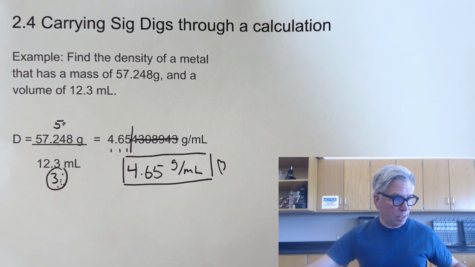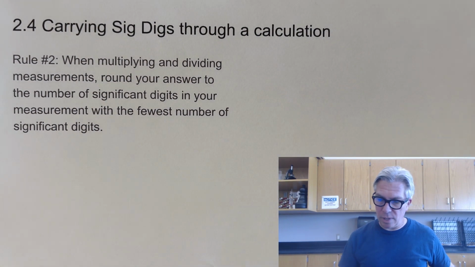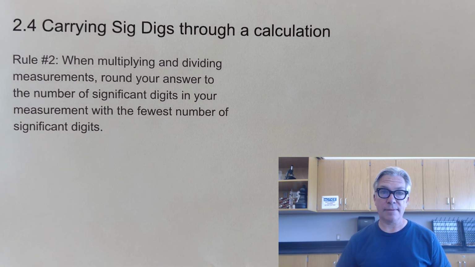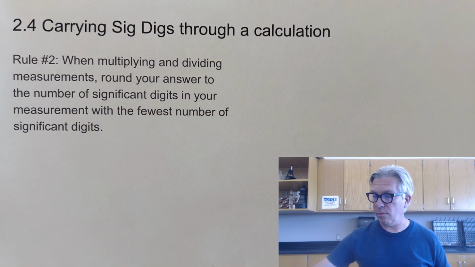So the rule for this one is: when multiplying and dividing measurements, round your answer to the number of significant digits in your measurement with the fewest number of sig digs. So that's the rule. Take a moment, write it down if you want to. And let's try one more.